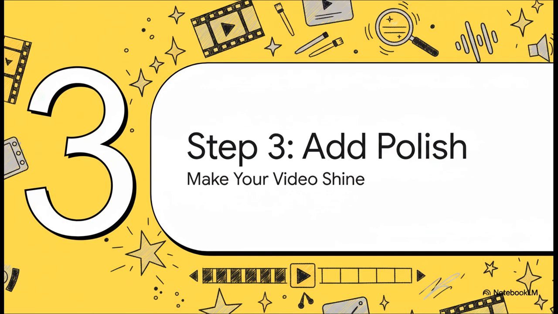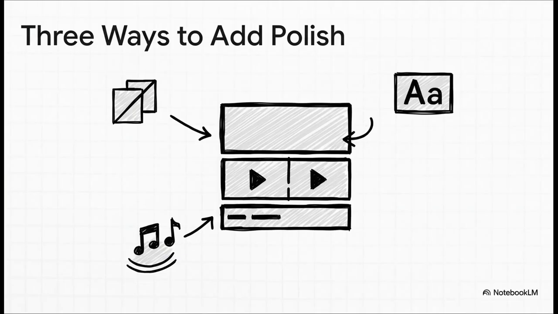Okay, so the main edit is done. The story flows, but now it's time to add a little personality, a little polish. These are the small things that take your video from just being okay to being something that looks and feels really professional. And we're not going to go crazy here. We're going to focus on 3 super simple but really effective things you can add. We're going to pop a quick title at the beginning, drop in some background music to give it a vibe, and then add a simple, smooth transition between 2 of our clips so it's not just a harsh jump cut.